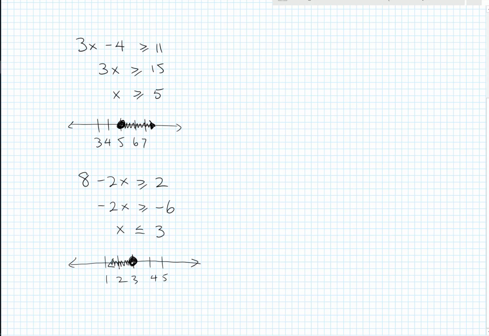So when I check 3, remember that's my boundary value, I get 8 minus 6, which is 2 on the left, 2 on the right. So that's fine. If I check 0, right, I've graphed it as part of the solution, right?